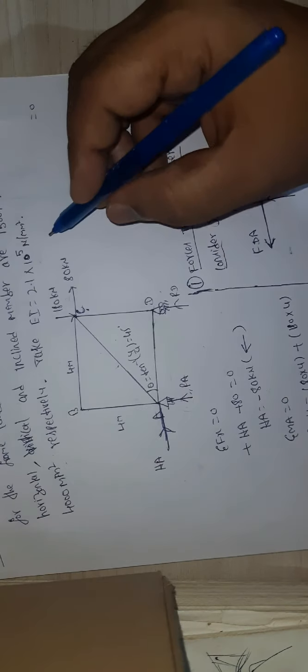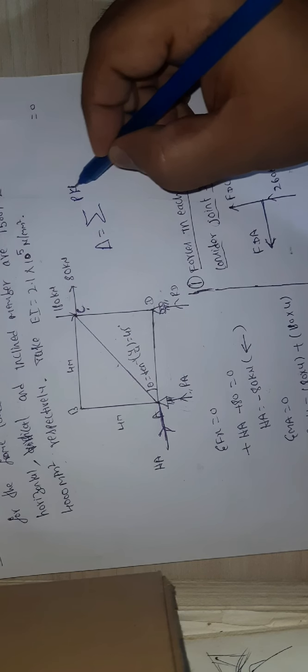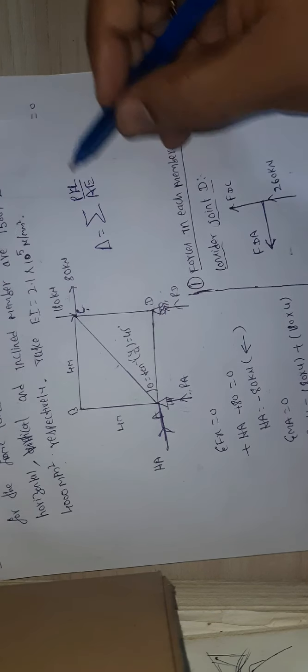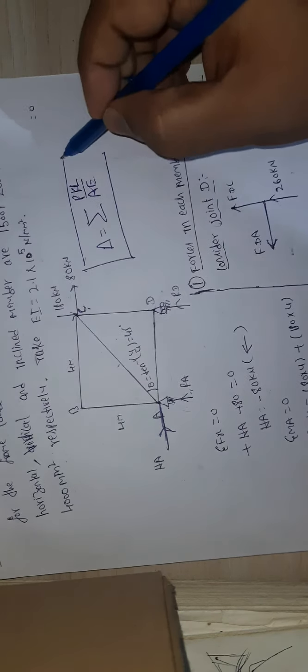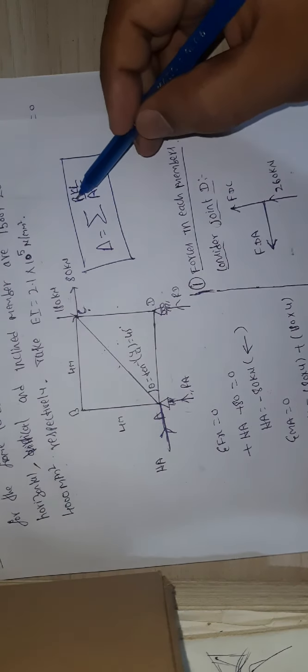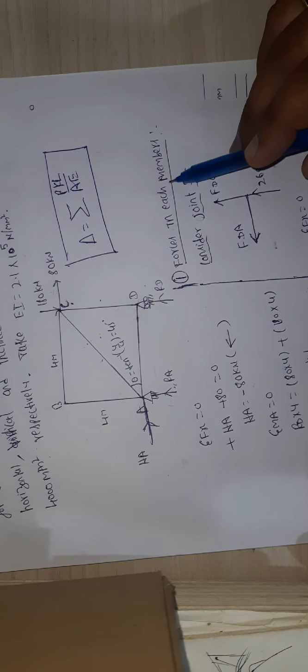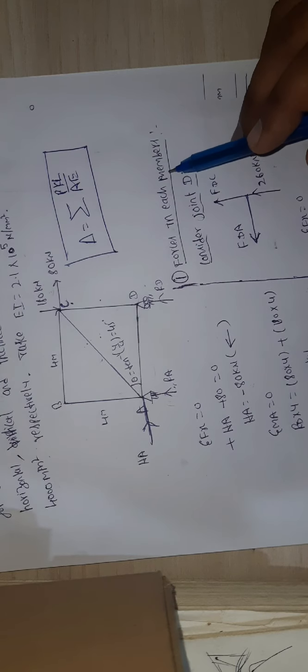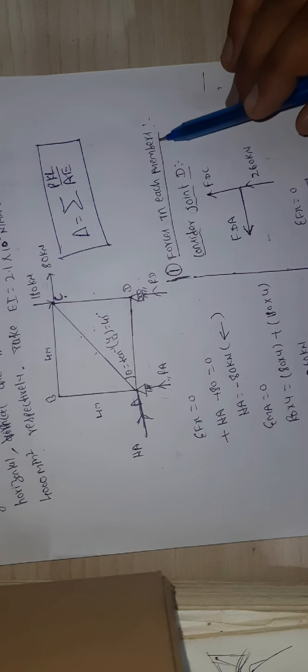Okay guys, now as I said earlier, what is delta in trusses? Delta equals to summation of PKL by AE. What is P? P is the member forces. We need to find out forces in each member due to the external load. I got the reactions. Now take each joint. You can use method of sections or method of joints to find out the forces in each member. So let us say I am using method of joints to find out the forces in each member.